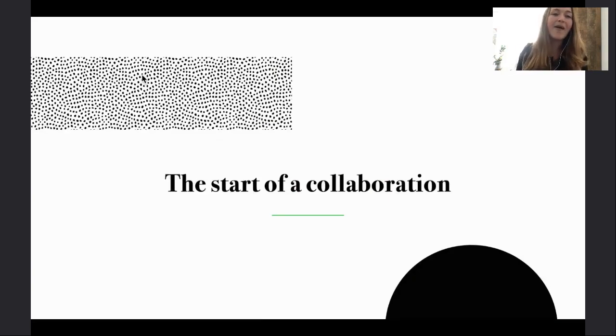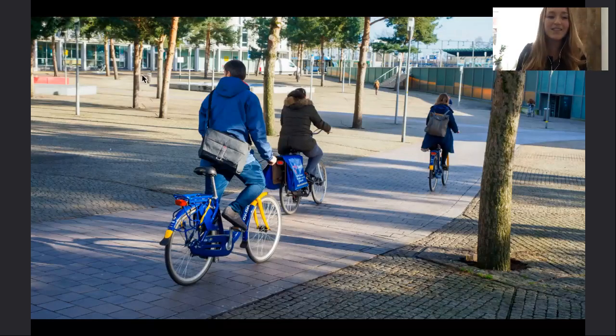I think we all have seen the OV-fiets service before, the famous blue-yellow bike. But I'm actually curious if you have any experience with renting an OV-fiets, if you've done it before. So if you want to share more about your experience, feel free to put something in the chat or connect with me afterwards, because of course you want to hear more about your thoughts.